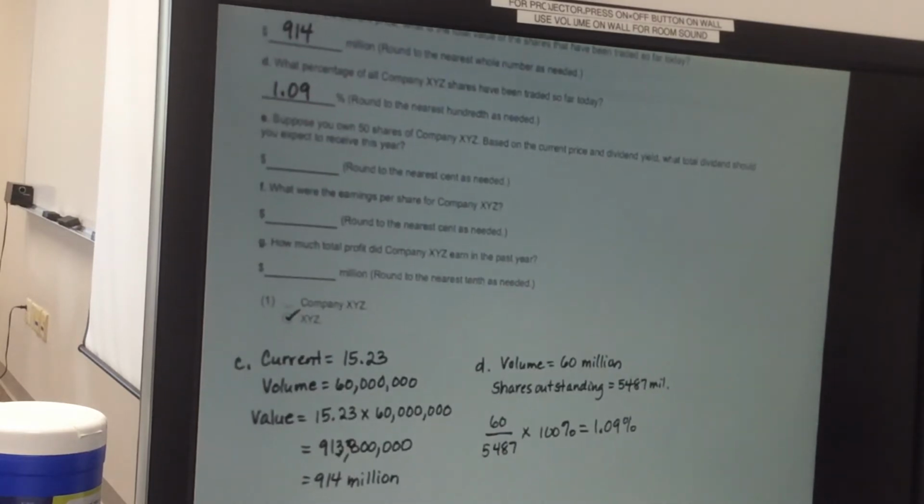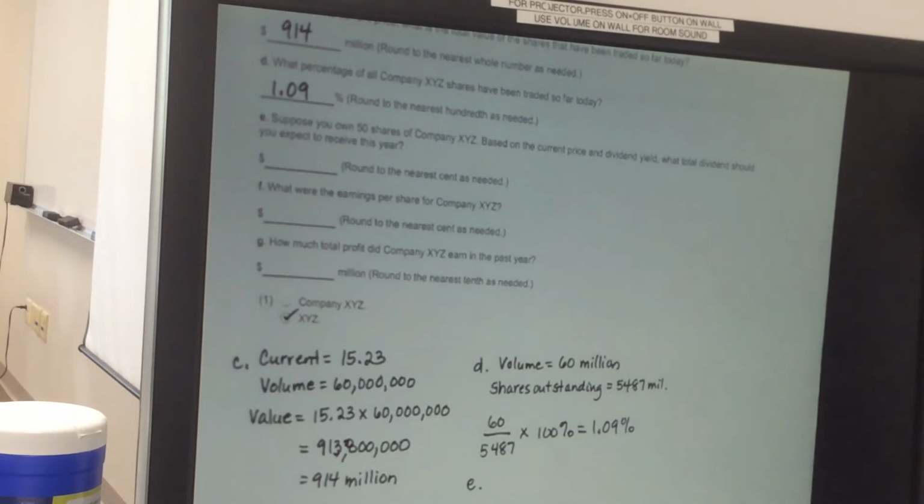And now part E. Suppose you own 50 shares of company XYZ. Based on the current price and dividend yield, what total dividends should you expect to receive this year? So we have 50 shares at the current $15.23 price. If we multiply that out, it would be $761.50.